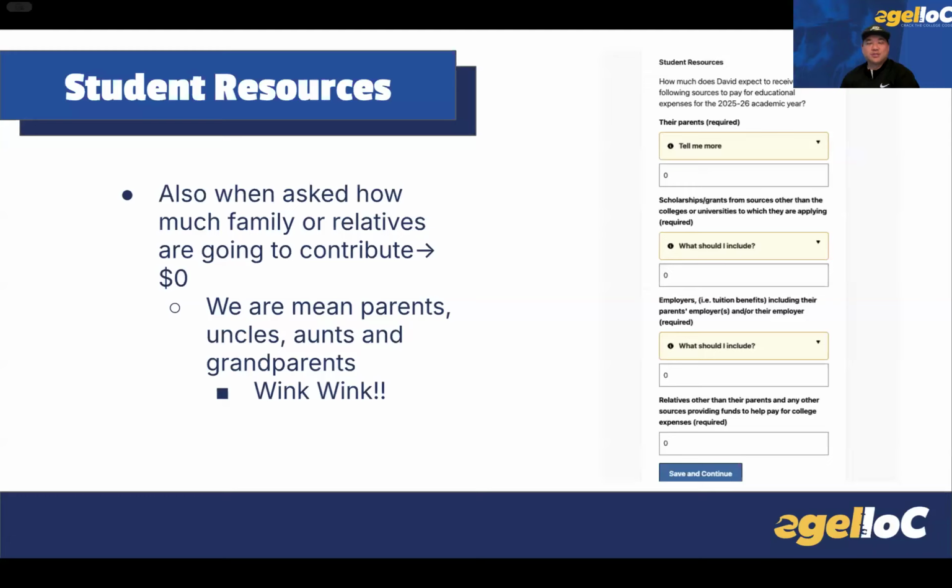Now, as far as student resources, they also ask, how much does the student think that they're going to get from their parents, from scholarships or grants, employers, other relatives? But here's the thing. For the purposes of the CSS profile, I want the parents to be wicked. We're going to be mean parents, uncles, aunts, and grandparents. We're not going to give anything to our children, our grandchildren, our nieces and nephews. Absolutely nothing, because that is when our need goes up. I know that it might not necessarily be the case, but in your mind, if you say, oh, it's 0, then go ahead and put 0 here. Again, wink, wink. Okay. So read between the lines here.